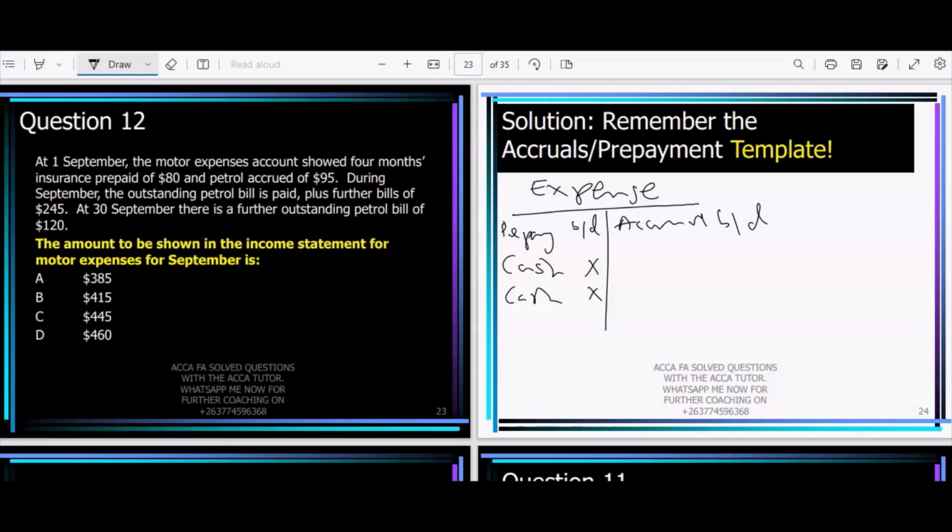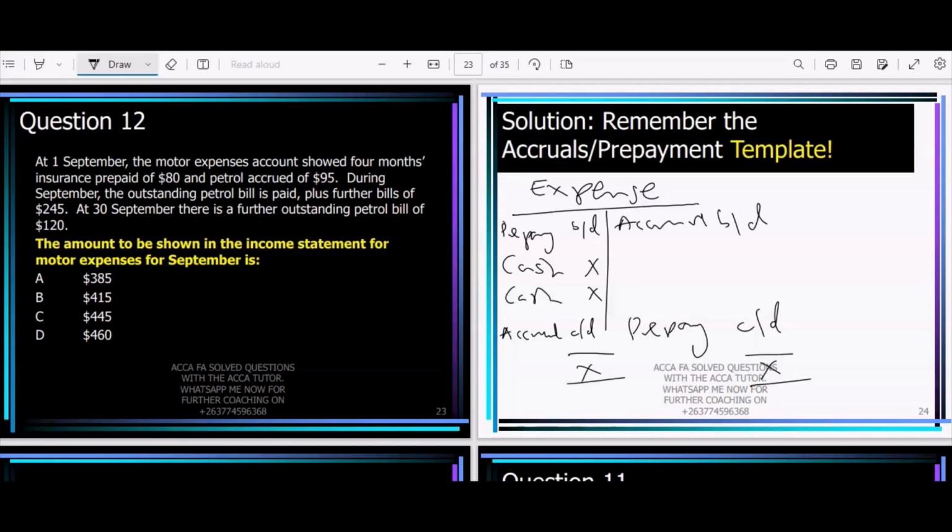Then when we close the period, if we are still having an accrued expense at the end of the period, we put it as an accrual CD. And if we finish the period with a prepaid expense, we have a prepayment CD at the end of the period, and then we totalize our account. You get the same balance on both sides.